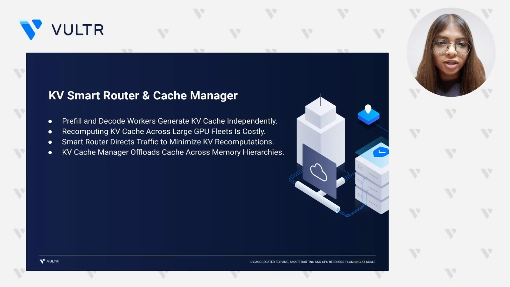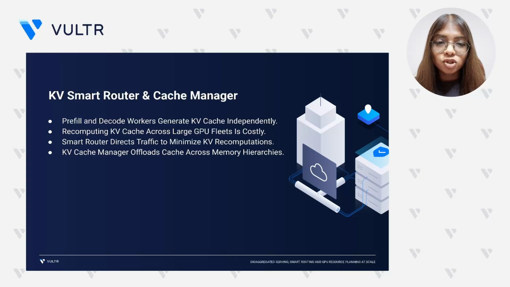But even with perfect routing, KV cache is large. As sequence lengths grow and concurrent requests pile up, GPU memory fills up fast. This is where the KV Cache Manager steps in. It is a cost-aware offloading engine that transfers KV cache across memory hierarchies from GPU to CPU memory, SSD, and even to object storage.